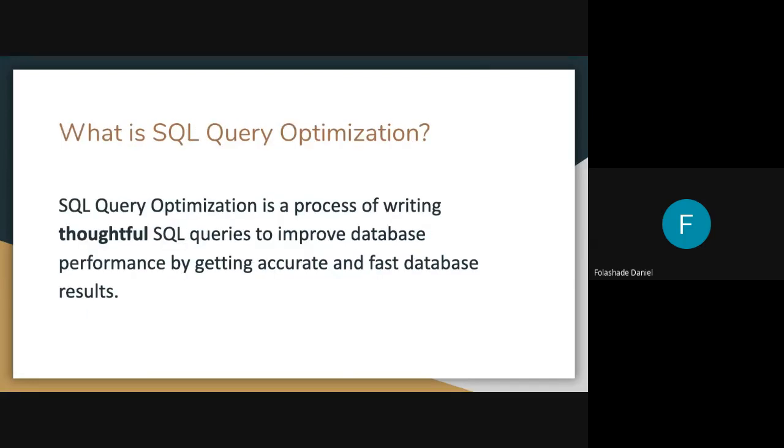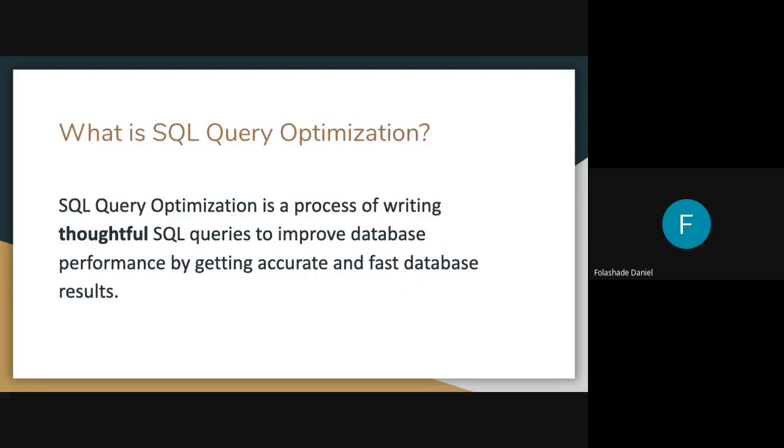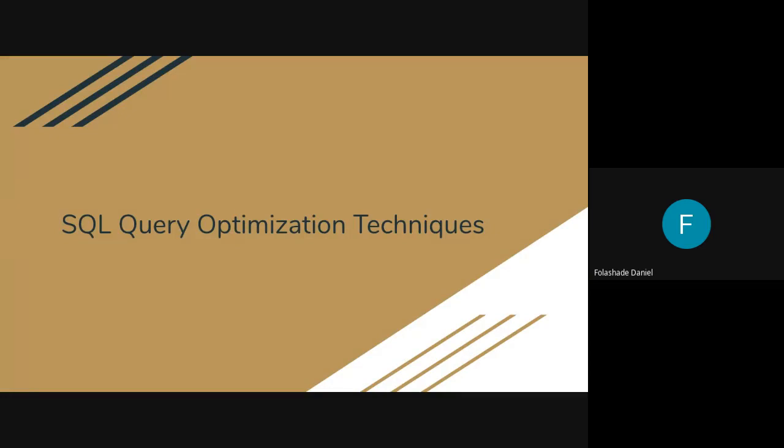So what is SQL Query Optimization? SQL Query Optimization is a process of writing thoughtful queries to improve database performance by getting accurate and fast database results. So "thoughtful" was bolded because you have to consider these things in order to be able to write a thoughtful SQL query in order to improve the optimization.